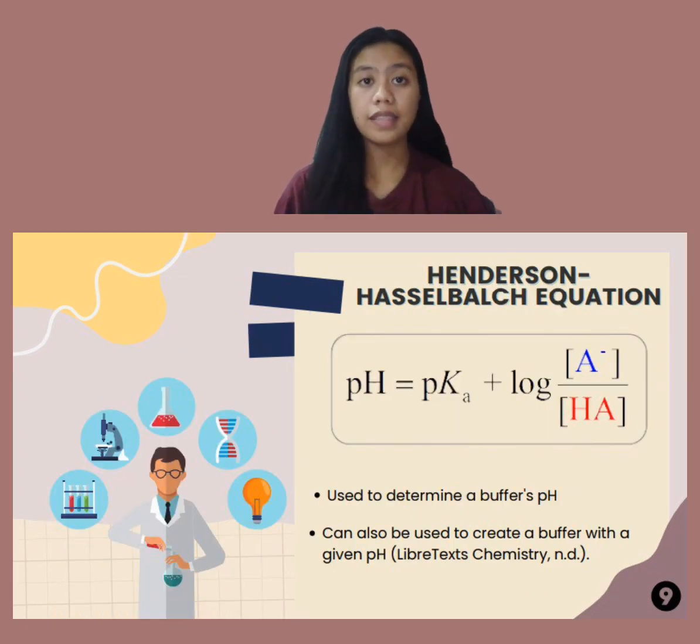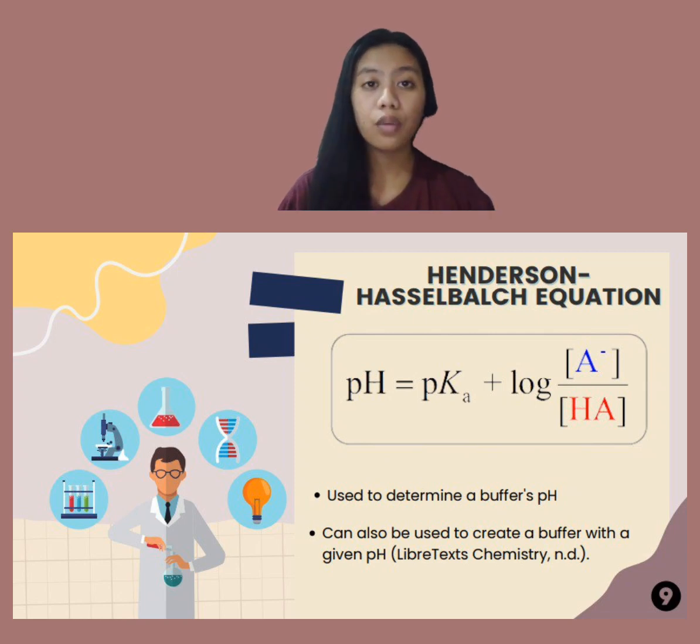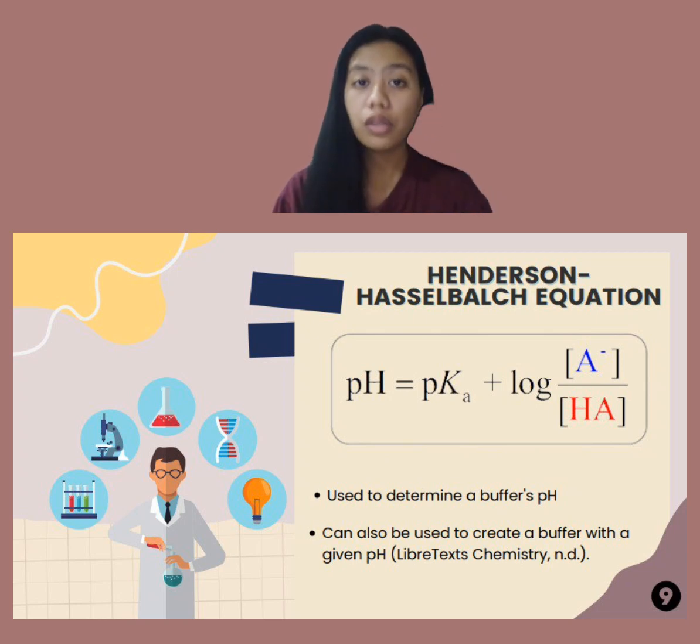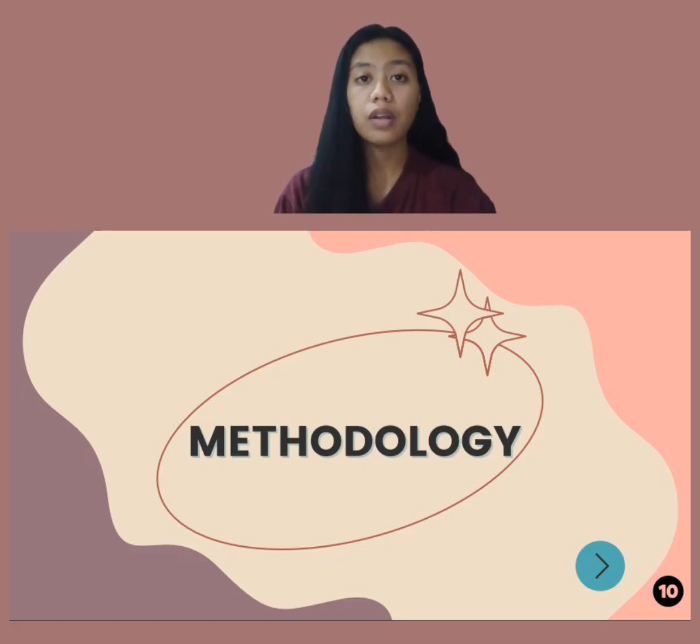For the next slide, it is the Henderson-Hasselbalch equation. It is used to determine a buffer's pH. It is an approximate equation that shows the relationship between the pH of a solution and the ratio of the concentrations of dissociated chemical species. It includes the equilibrium concentration of an acid and its conjugate base pair used to create the buffer solution. We can also note that all buffers have a limit to their buffering capacity. For the next slide, let me call Ms. Rhein to discuss the methodology.